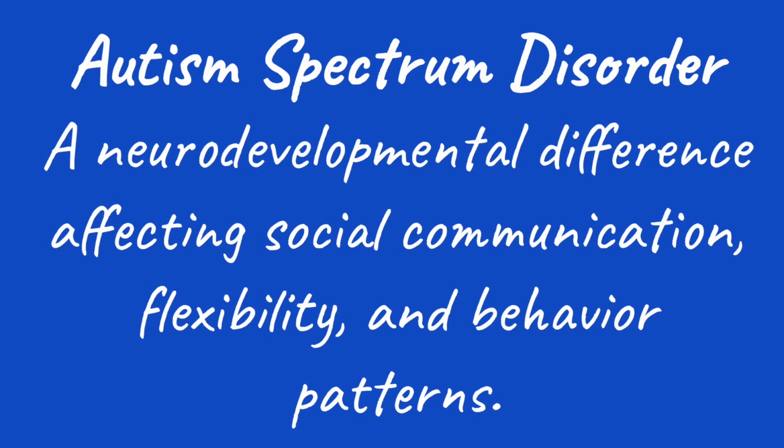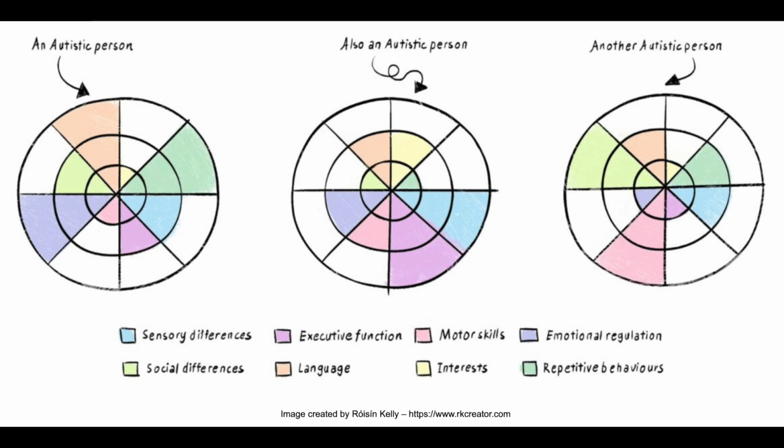in your classroom. Autism spectrum disorder is a neurodevelopmental difference affecting social communication, flexibility, and behavior patterns. People on the autism spectrum are like anyone else in that they are unique individuals. This illustration shows that those on the autism spectrum can have different strengths and different challenges regarding the traits commonly associated with autism. In short, you're probably going to see different students with different needs in your classroom.